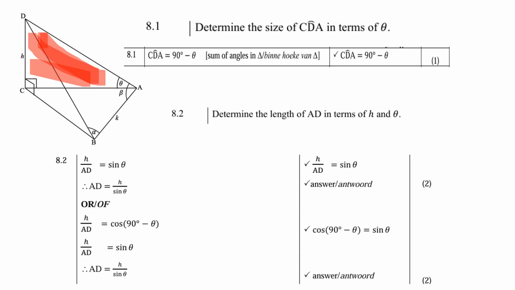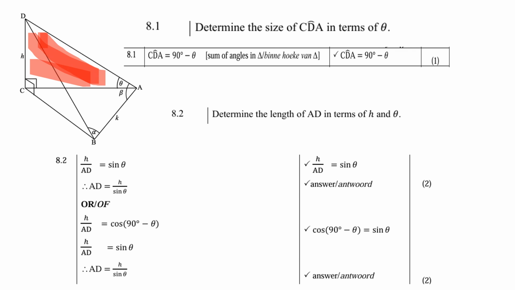Question 8.1. Determine the size of angle CDA in terms of theta. Now be very careful, people. CDA: you must look for that angle in triangle DAC. See, I've tried to color it in red. That is a triangle at the back, so don't get confused now. So angle CDA, remember the angle C of that triangle is 90. The angle A of the triangle is theta. So by the sum of the angles of a triangle, CDA has got to be 90 minus theta.